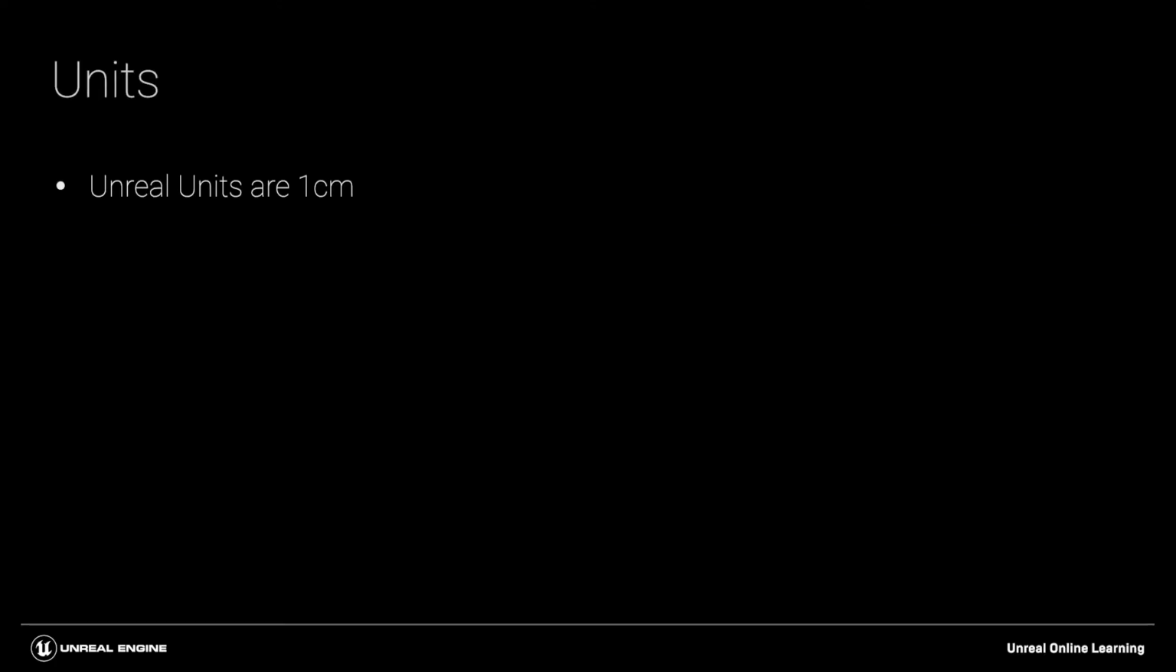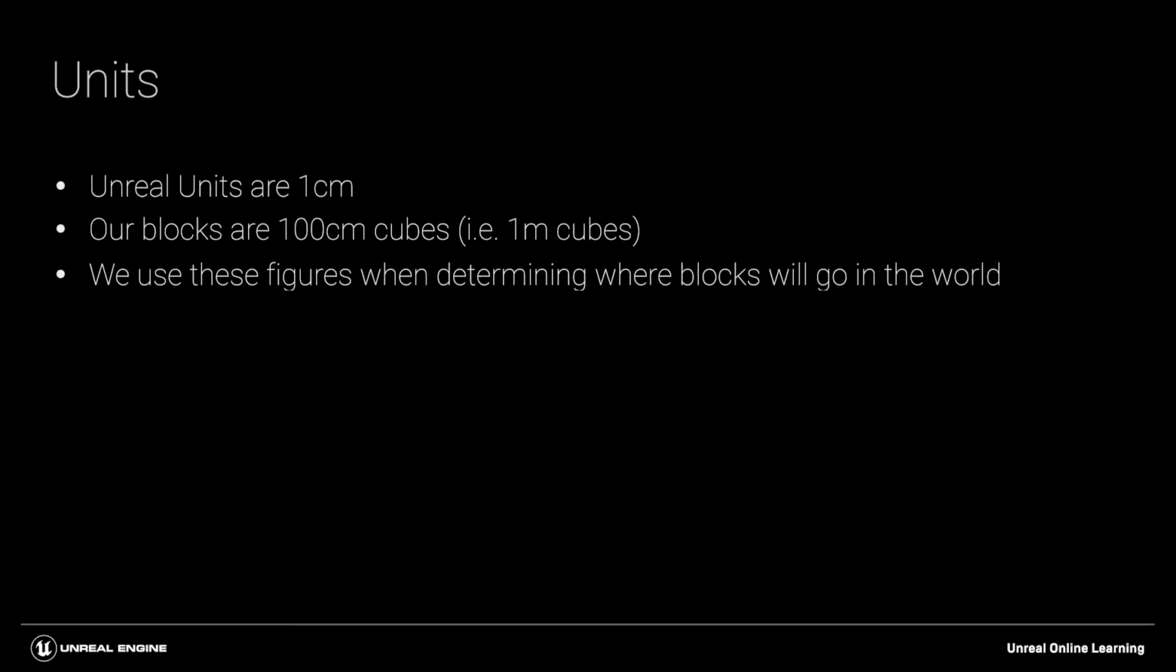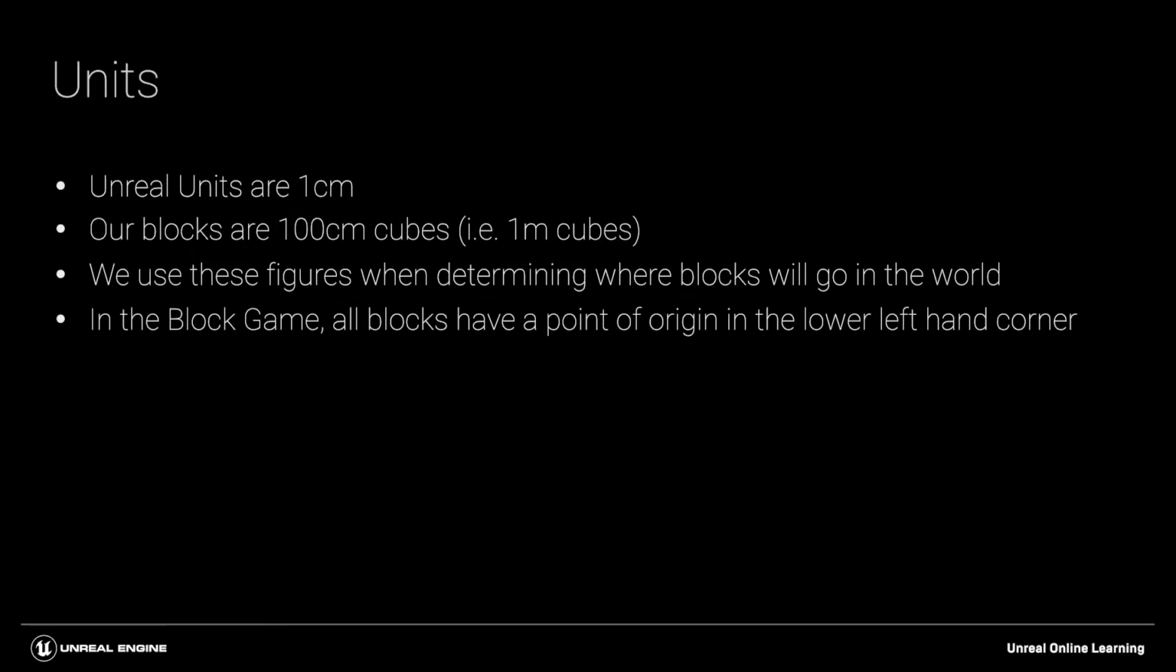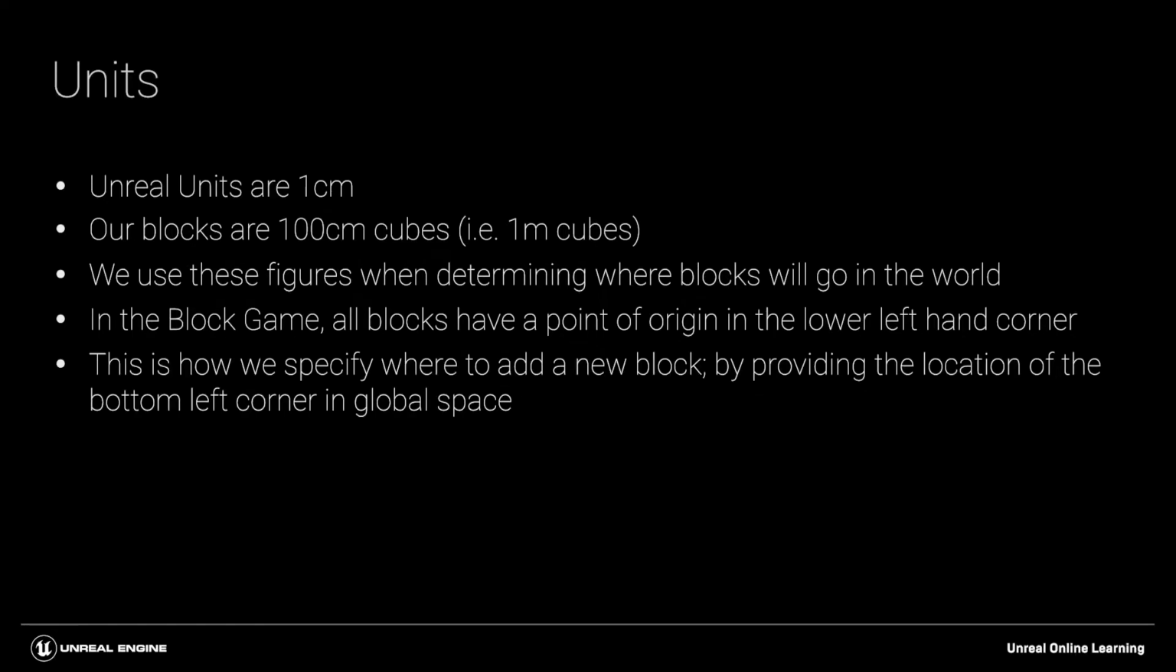Unreal units are 1 centimeter. Our blocks are 100 centimeter cubes. In other words, they are 1 meter cubed. We'll use these figures when we determine where blocks will go in the world. In the block game, all blocks have a point of origin in their lower left-hand corner. This is how we specify where to add a new block. We do this by providing the location of the bottom left corner of the new block in global space.